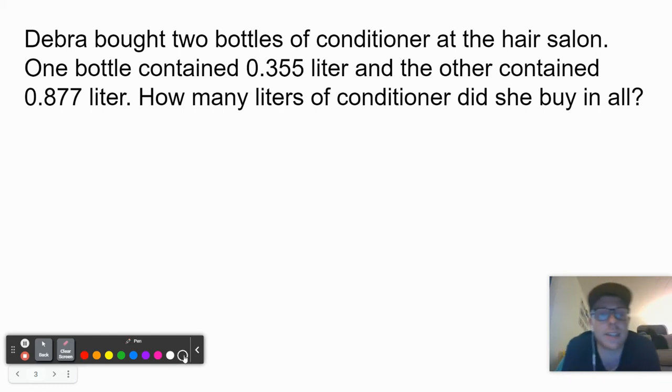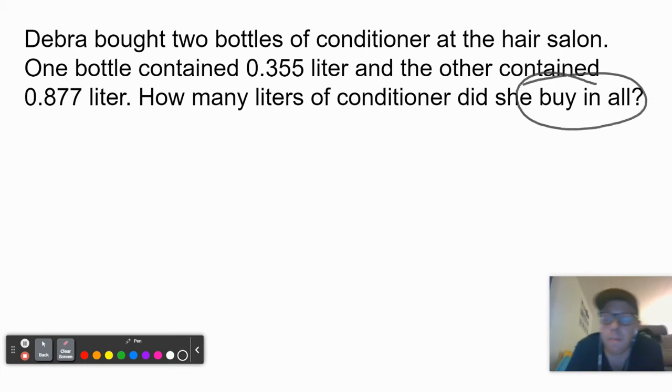The first one says that Deborah bought 2 bottles of conditioners at the local hair salon. One bottle contained 0.355 liter and the other contained 0.877 liter. How many liters of conditioner did she buy in all? So right away, I see that phrase, buy in all. And if I'm thinking about my graphic organizer, my foldable, I know that that means I'm going to be doing addition. And in this case, I only have 2 numbers that I have to worry about adding together.